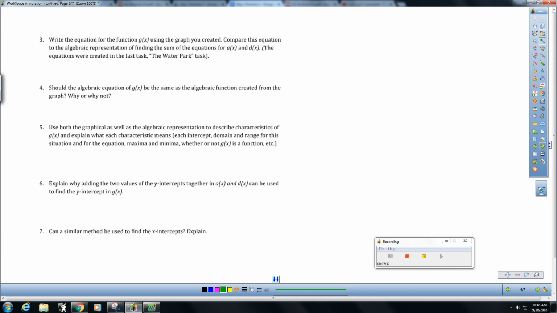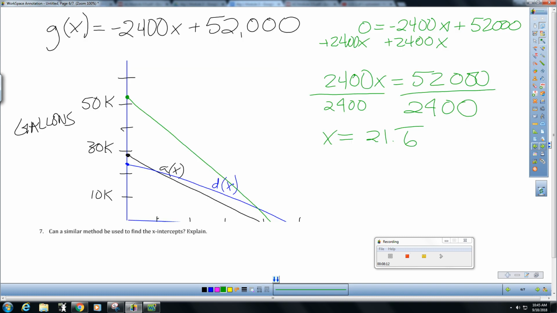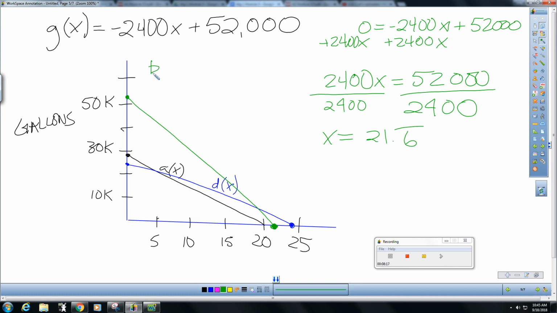Use both graphical as well as algebraic representation to describe the characteristics of g of x. They just want us to go back. We've done that before, but not with g of x. So what's g of x? Well, b is 52,000. m is negative 2,400. The domain is 0 to 21.6 repeating. The range is 0 to 52,000.